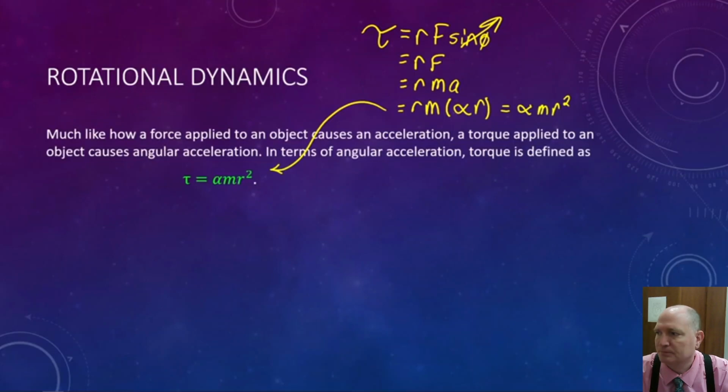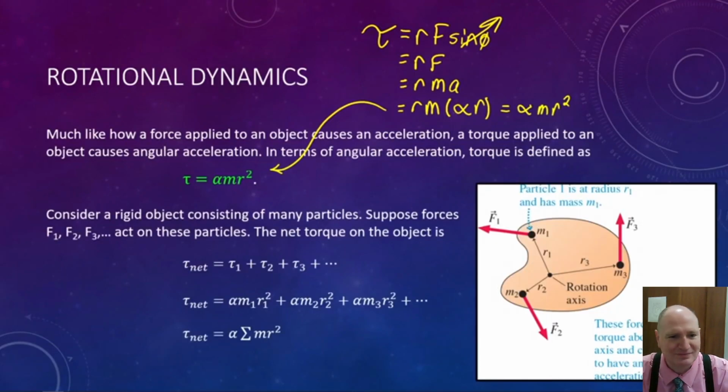Now, in many situations, we're going to have a rigid object, a large object, with perhaps multiple forces acting on the object, each producing a torque. So we would have to find the net torque, the total torque acting on the object. Like you can see in the picture there on the right, there are three forces acting on the object, each of them causing a rotation, in other words, a torque. So if we were to try to solve for the net torque, we add them up, right? You add up each individual torque produced by those three individual forces. Well, using the equation above, each individual torque is given by alpha m r squared.